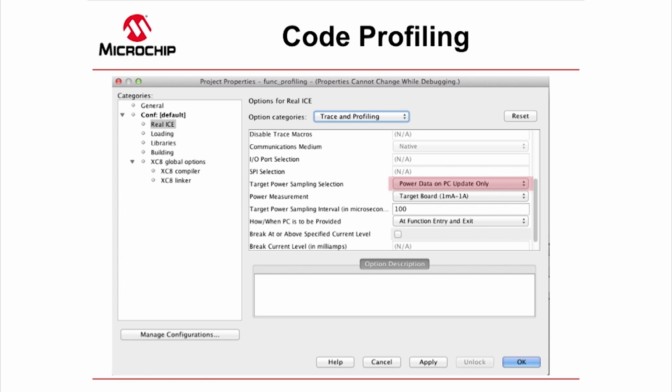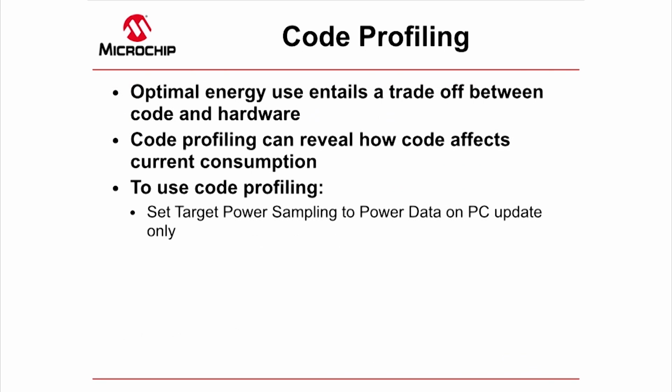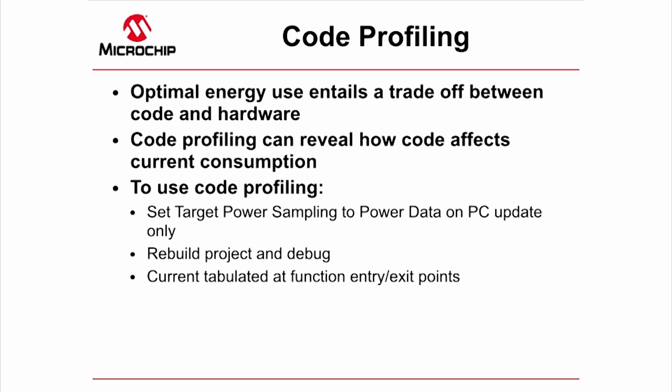Your MPLAB XC compiler will automatically insert into the binary image additional code which communicates with the Power Monitor so it can record when functions begin and end. You will see the code size of your project increase, and if you happen to look at the compiler-generated code, you might see additional calls to entry and exit routines. With code profiling enabled, I'll now rebuild and run the same project.